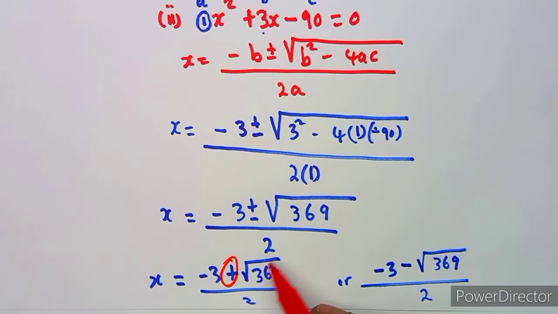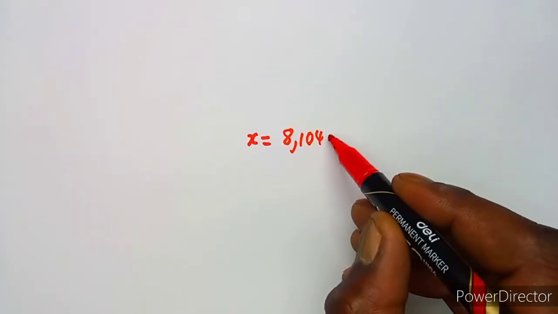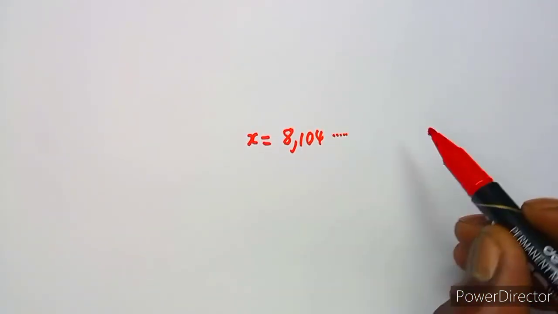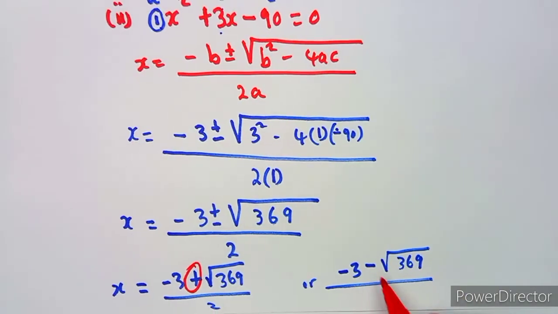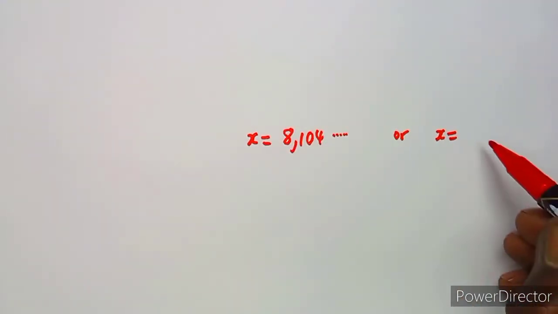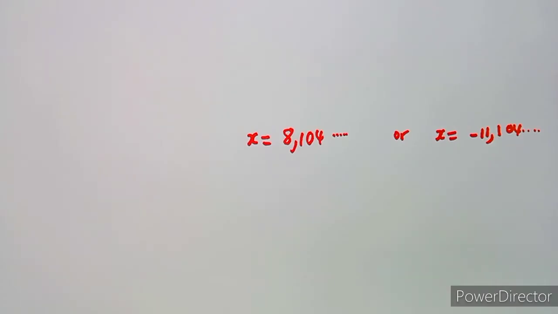So your x here, from the positive answer, we are going to obtain something like 8.104, something like that. So you write everything up to the end, or x is equal to, on this one that is a negative, we are going to obtain something like negative 11.104 also, something like that. Okay, so that is what we had, and we are given here to round off these to 3 significant figures.